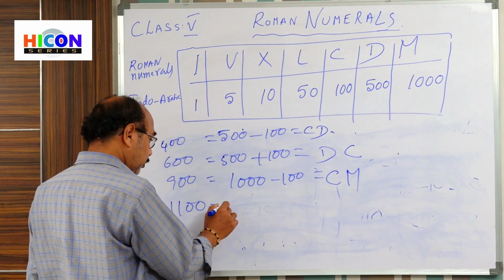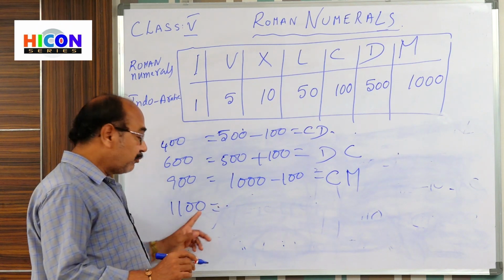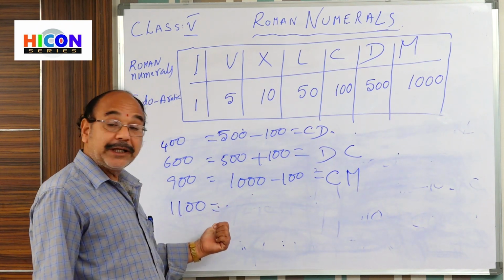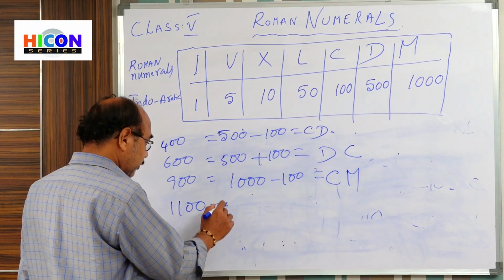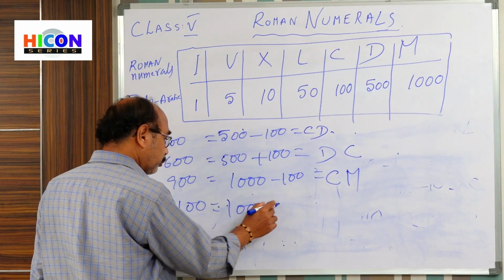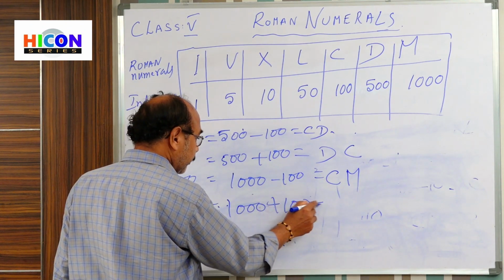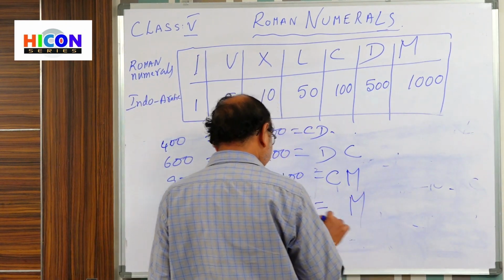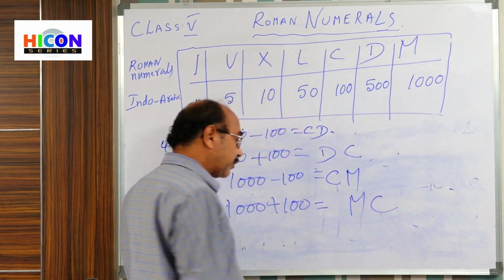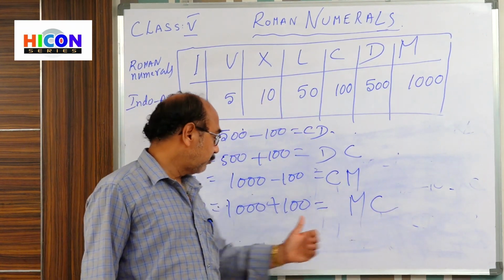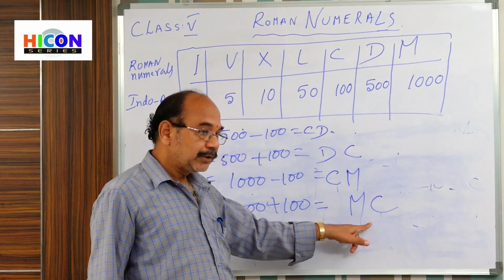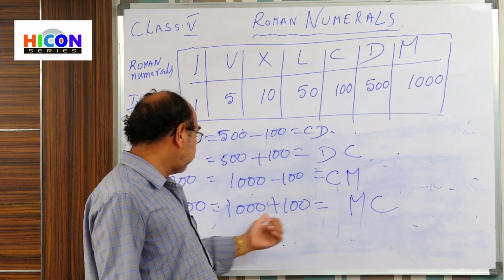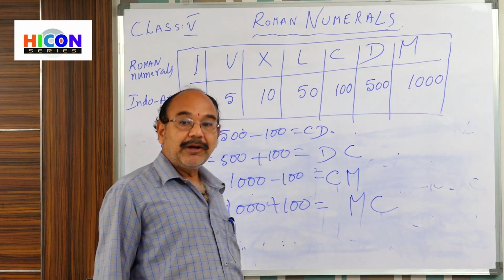Last one, 1100. This is how much more than 1000? Just 100 more than 1000. That's why here 1000 plus 100. M for 1000. Now here addition is there, that's why right side. 1000 plus 100 is 1100.